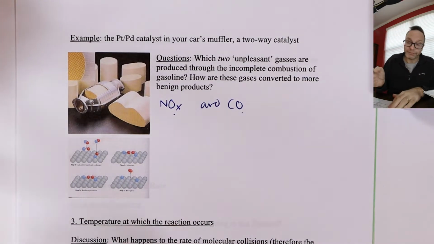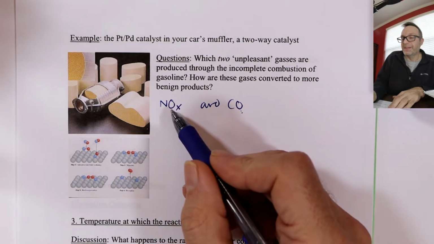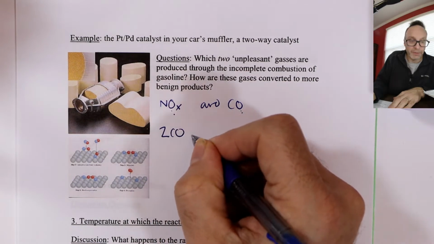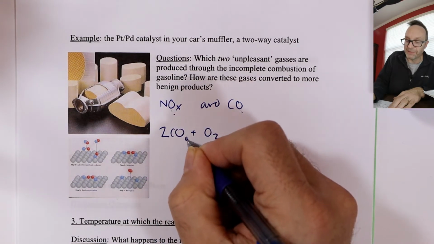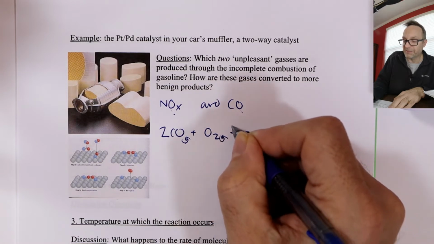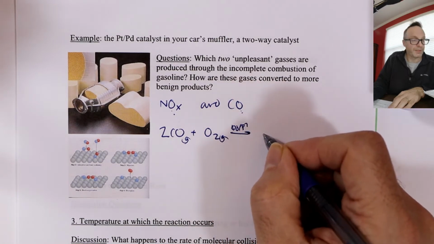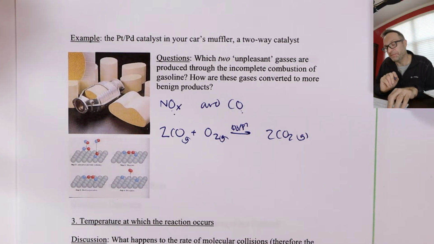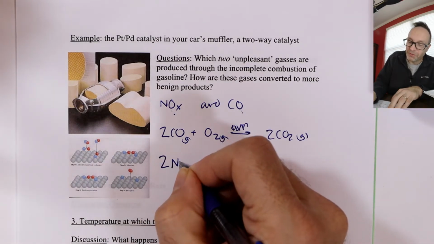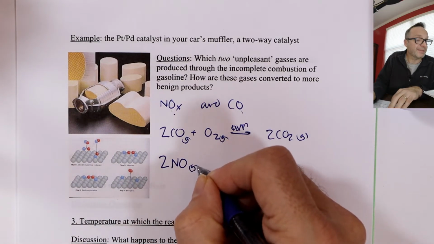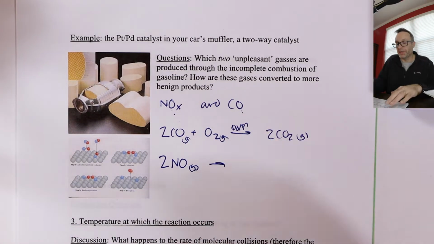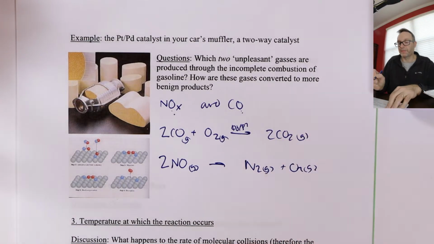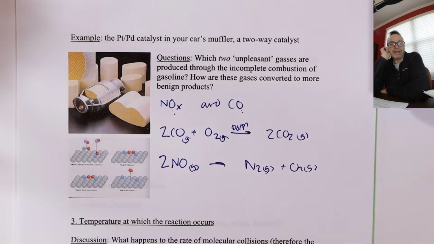All right, so we don't want these as byproducts of our reaction. So what happens in the catalyst is, 2CO plus oxygen from the air, gas, in the presence of the catalyst, palladium, platinum, turns into 2CO2. All right, a less harmful gas, right? And finally, 2 nitrogen monoxide gas, they bump into each other and we make N2 gas and O2 gas. Fair enough. Now, how does the catalyst work?